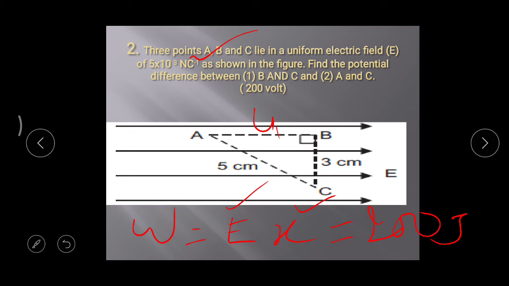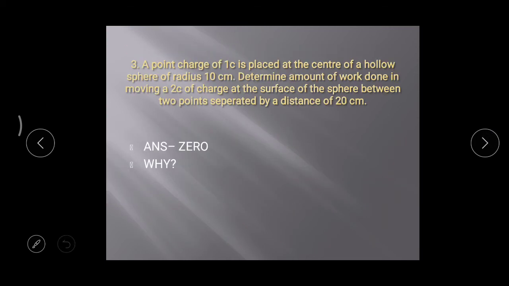So this work done is equal to the potential difference between the points A and B, and the same will be the potential difference between A and C, that is 200 volt. So in this way we can calculate the potential difference between these points.